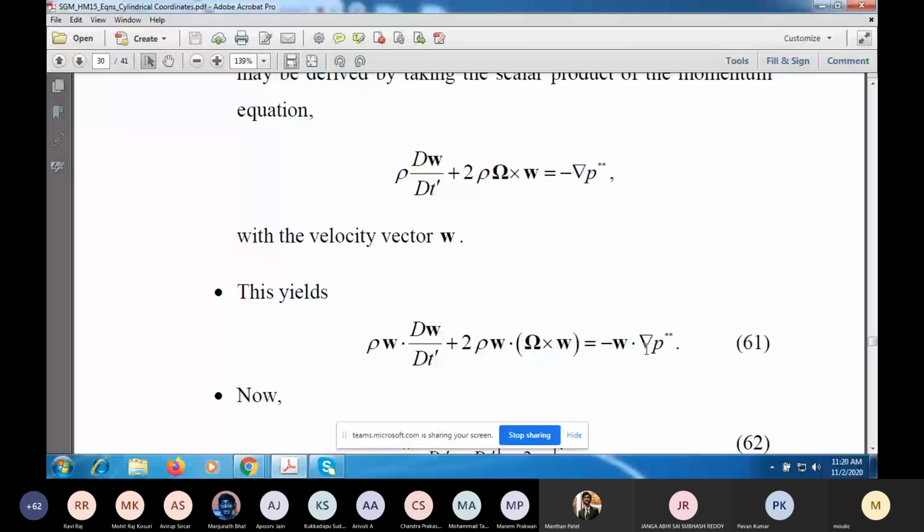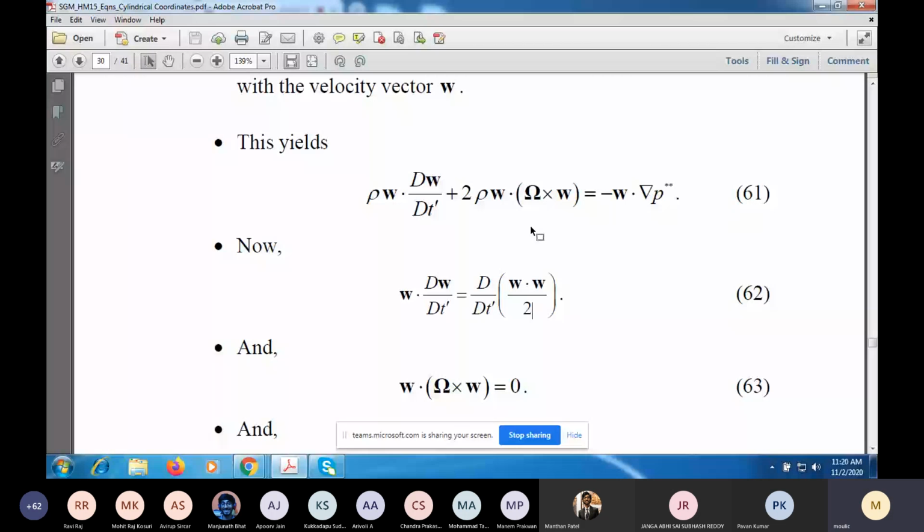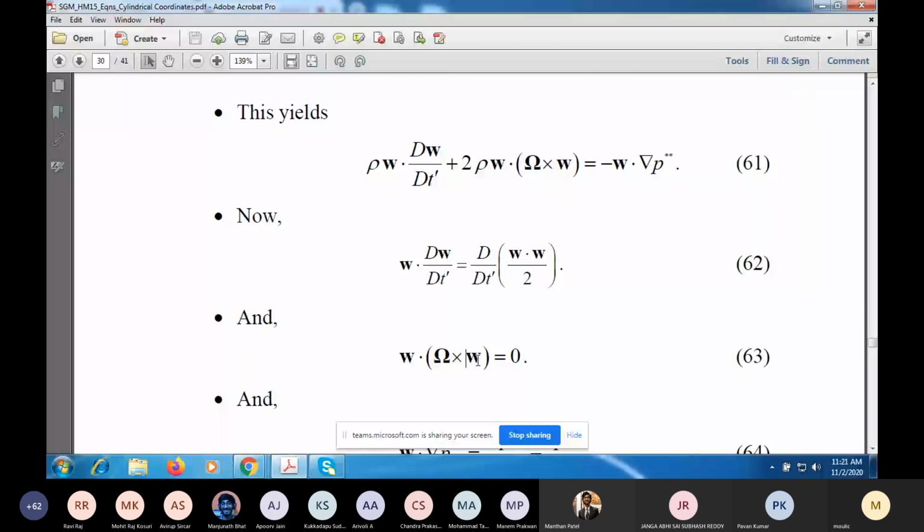But as we have seen, W dot the material derivative of W is the material derivative of W square by 2, or W dot W by 2. And if I look at the middle term, it is perpendicular to the plane containing omega and W. So it is perpendicular to W. So if I take again the scalar product with W, the scalar product is 0. So as far as this mechanical energy balance is concerned, this Coriolis term is not going to contribute.